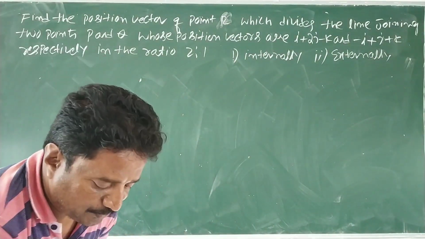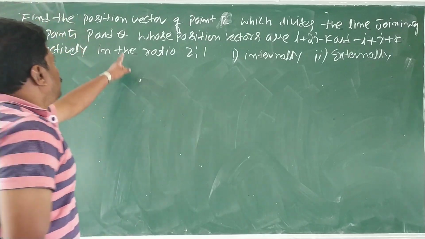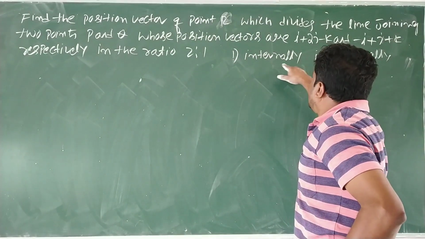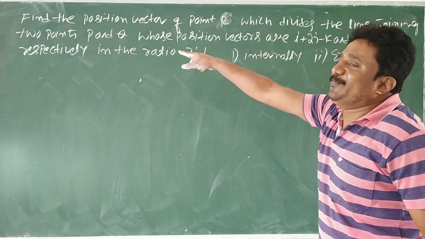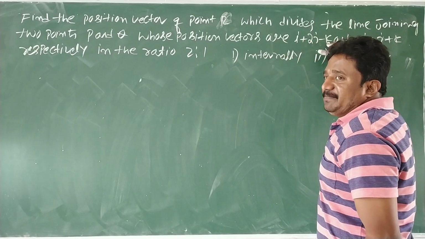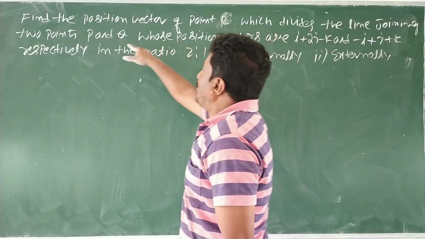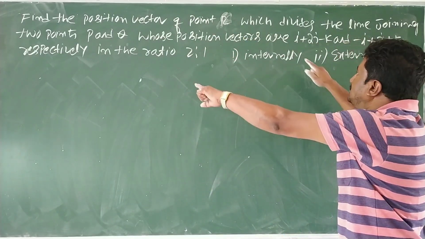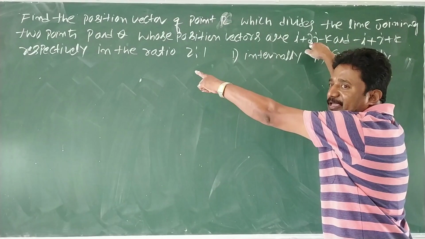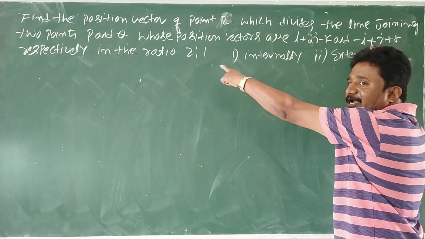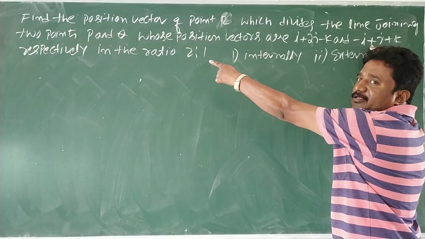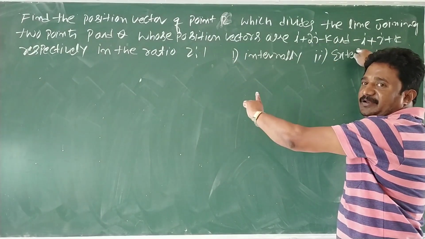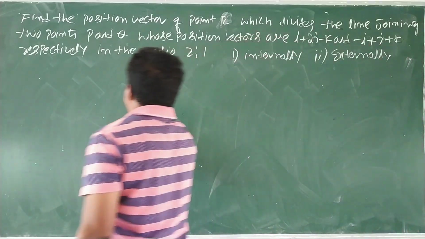So the same point R divides line segment PQ in the ratio 2 is to 1, internally and externally. What is the position vector of point P? i plus 2j minus k. It is given that two points P and Q have these position vectors respectively. This is the position vector of point P, and this is the position vector of end point Q. Initial point, end point. You take the initial point as vector A and the end point as vector B. Now I go for writing the formula.